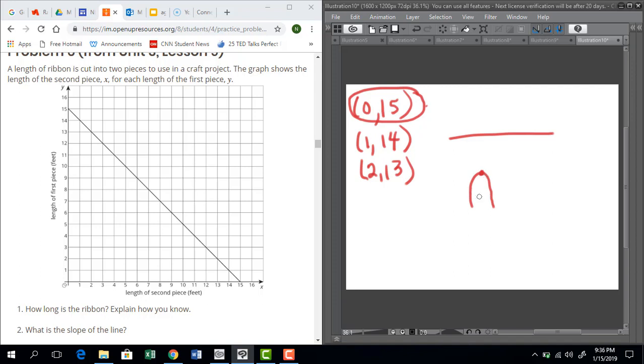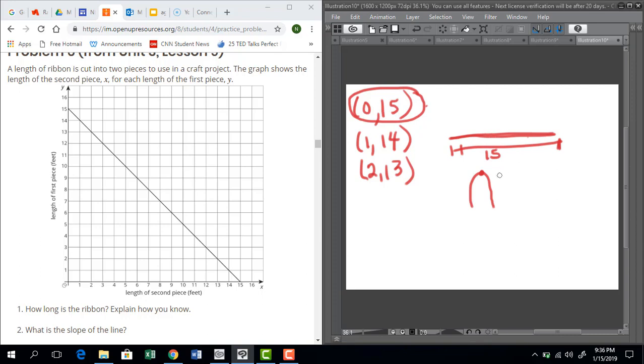The length of this ribbon altogether is this piece right here stretched out flat. This is when I folded, and this is when I stretched the ribbon out flat. So the ribbon would be 15 feet, because when the second piece is 0, that means I haven't folded it at all. I just have it laying flat. At 0 feet, the first piece of ribbon is 15 feet. So this distance from here all the way down to here is 15 feet.